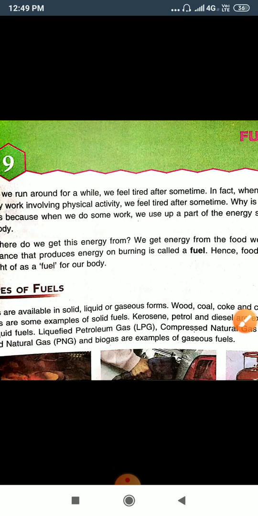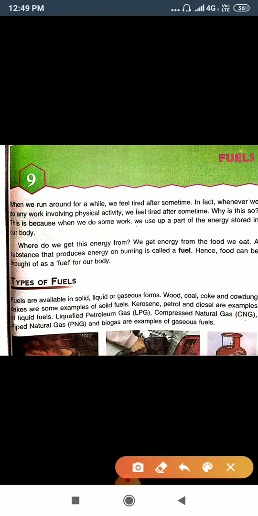Now see types of the fuels. See this topic, types of the fuel. As you know that fuels are available everywhere. You can see the fuel in three forms: solid, liquid, and gaseous form. Here it is written. I think you all have seen wood that is used as fuel: wood, coal, coke, and cow dung cakes. All have seen the cow dung cakes, coal, wood. These are the examples of solid fuels.